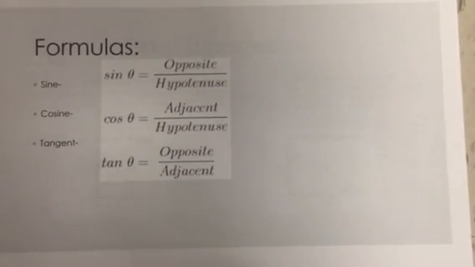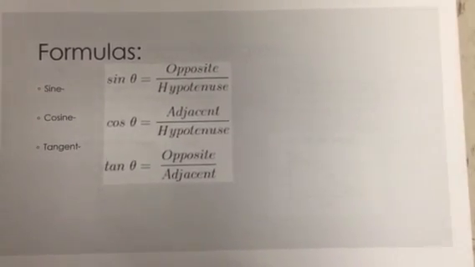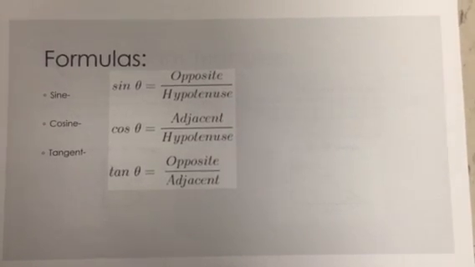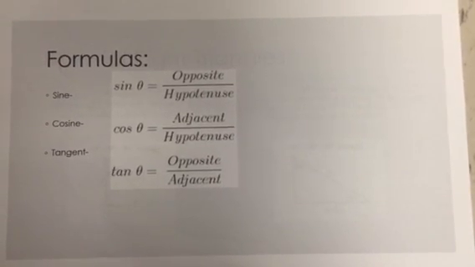Formulas. Sine, opposite over hypotenuse. Cosine, adjacent over hypotenuse. Tangent, opposite over adjacent.